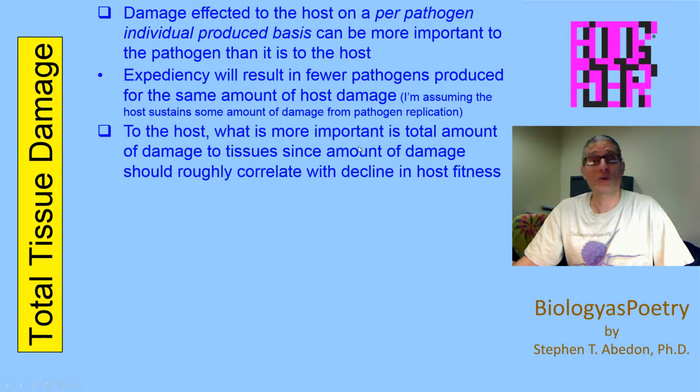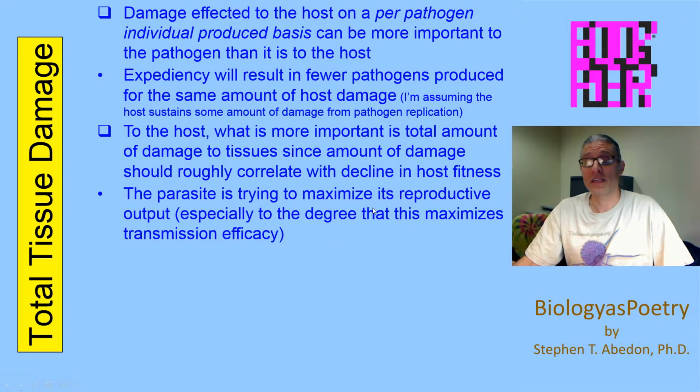To the host, what's more important is the total amount of damage to tissues, since that amount of damage should roughly correlate, or inversely correlate, with host fitness. So the higher the amount of damage, the lower the host fitness. It's the total amount of damage that gives rise to some total amount of reduction in host fitness.